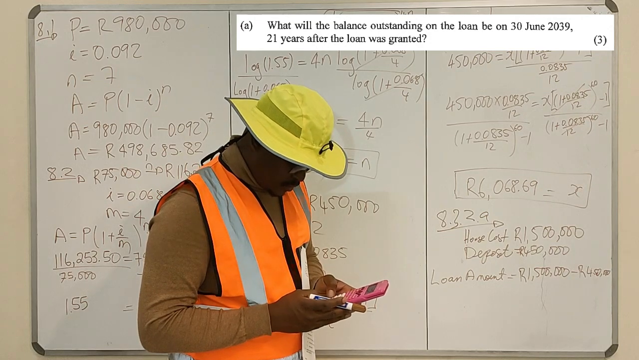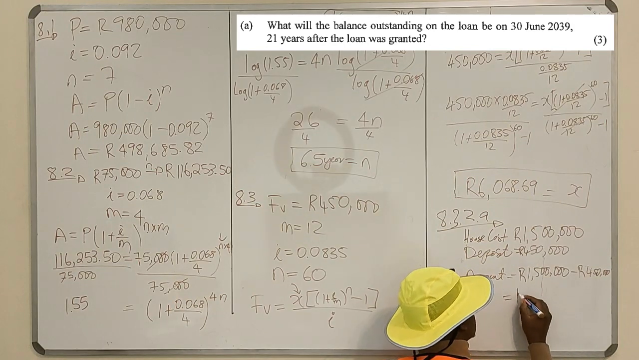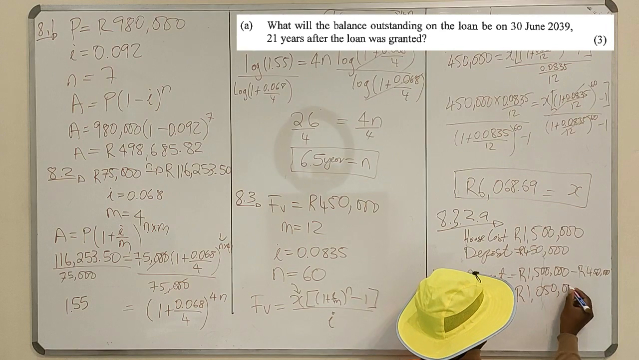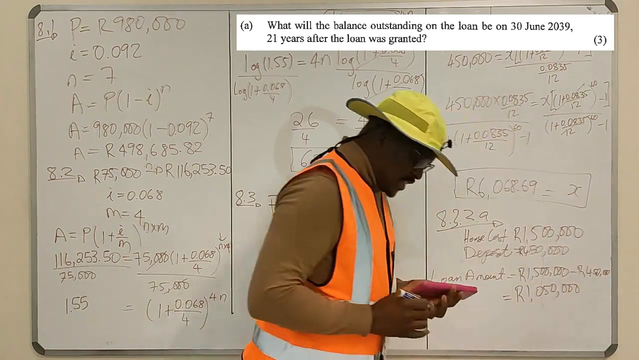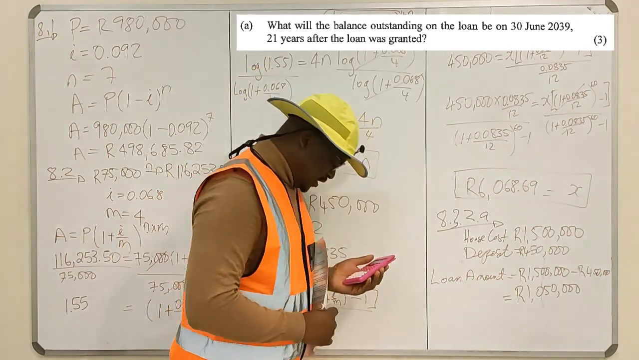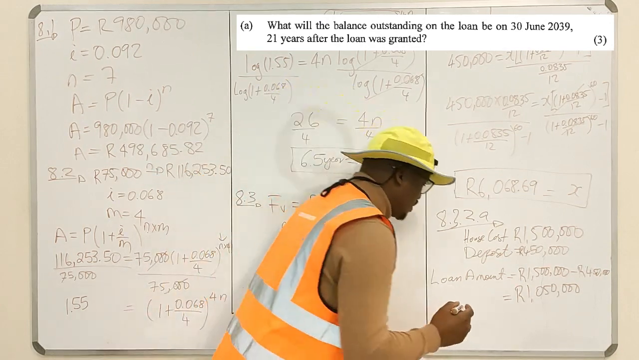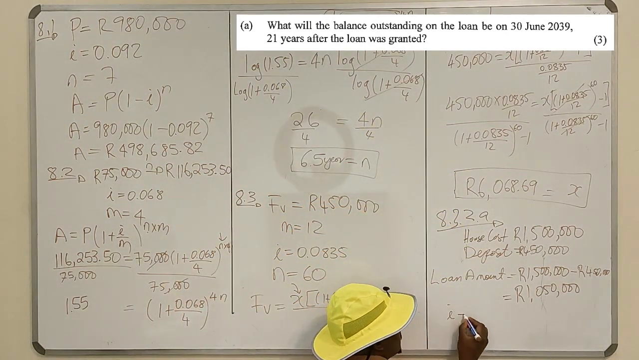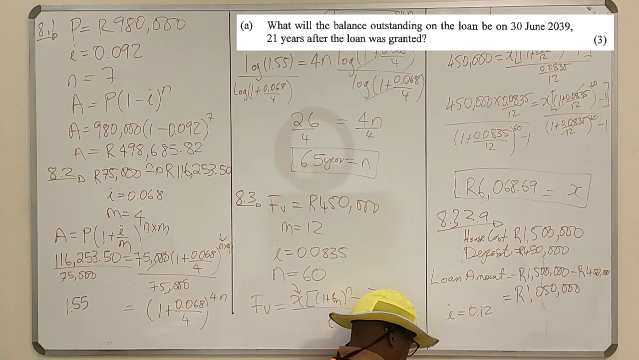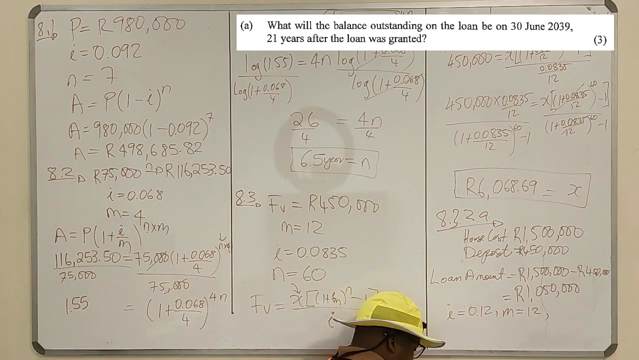And that's 450. So it's 1,050,000. So this is the amount he took out as a loan, right? So what else do we know? We know the interest rate is 12%, which is 0.12. Compounding is monthly.